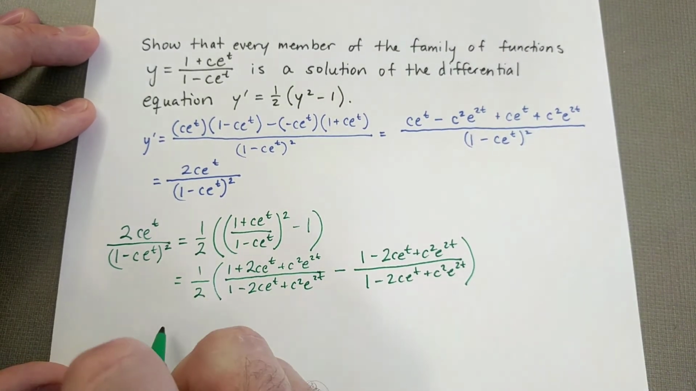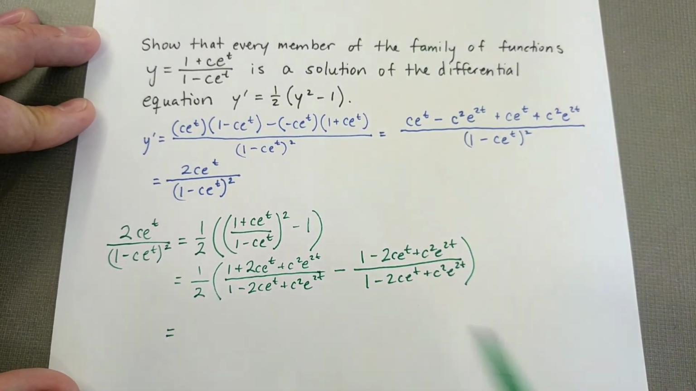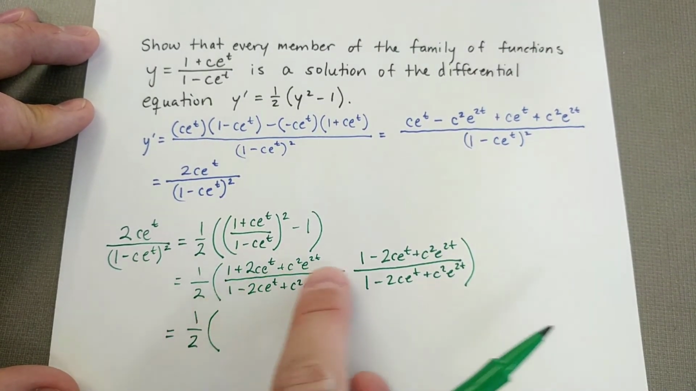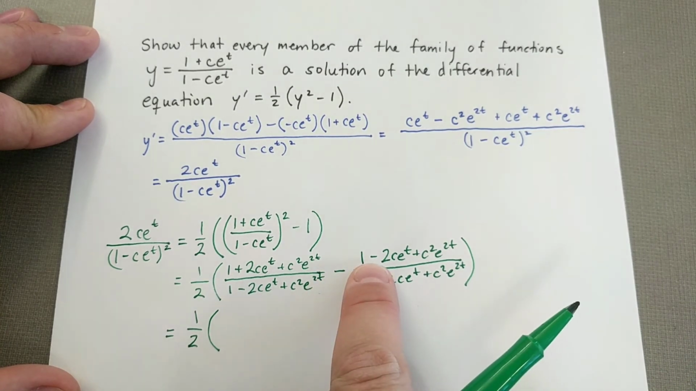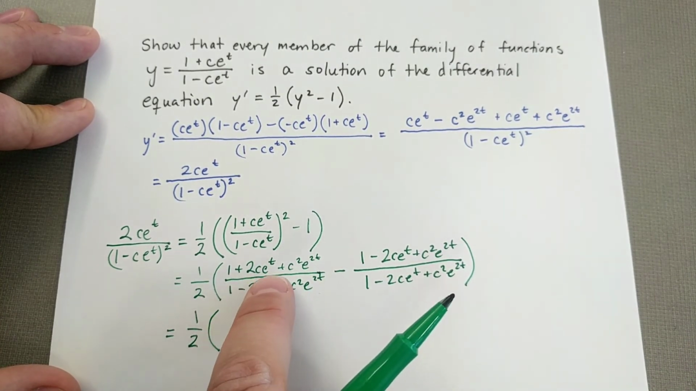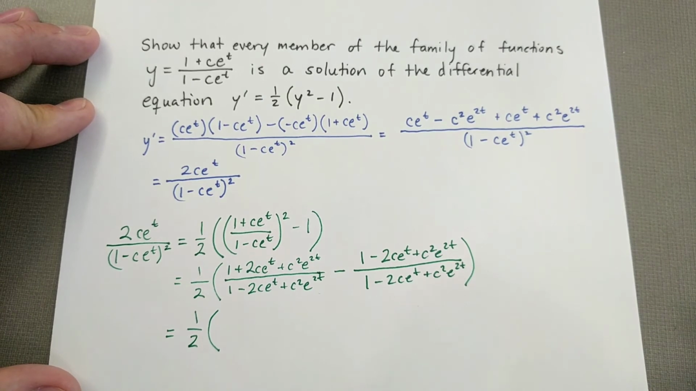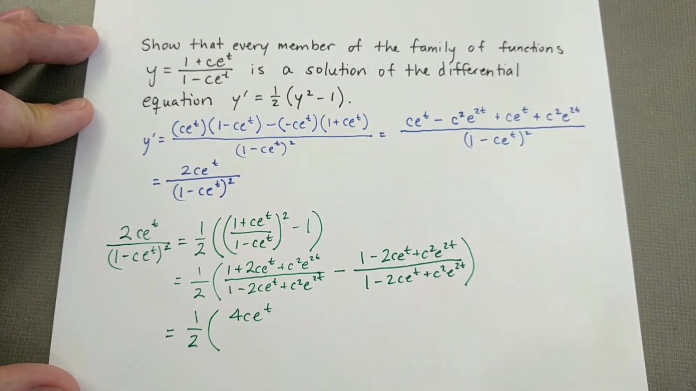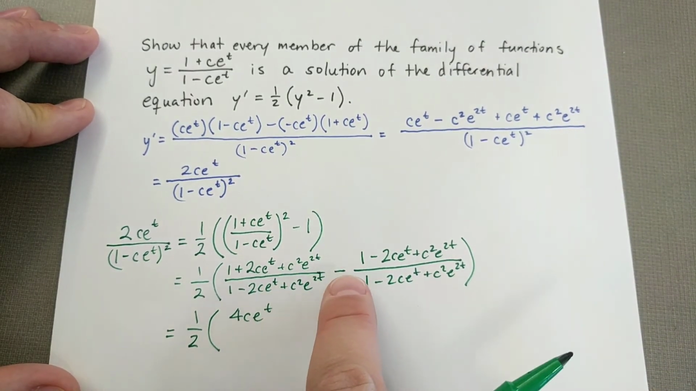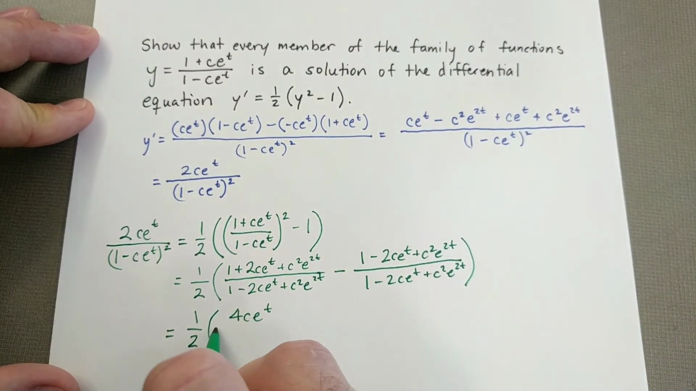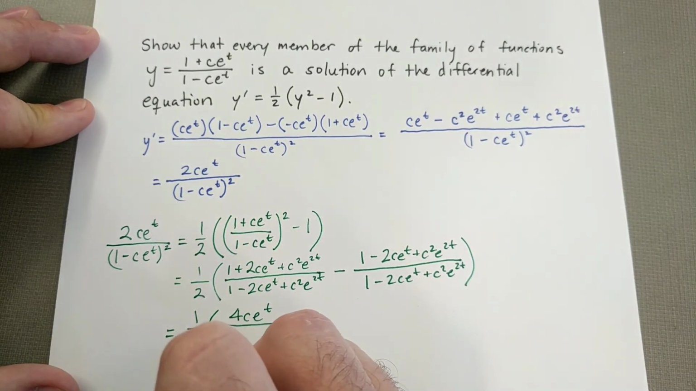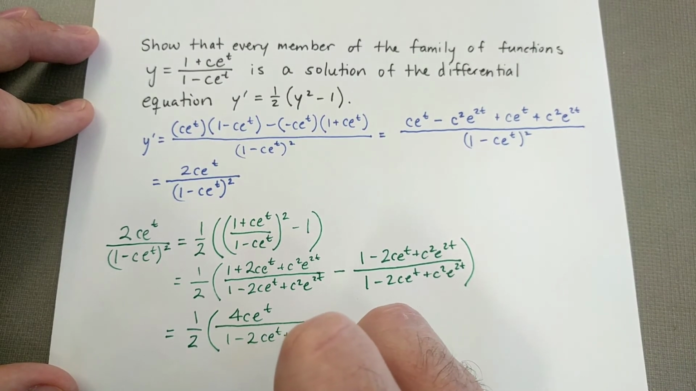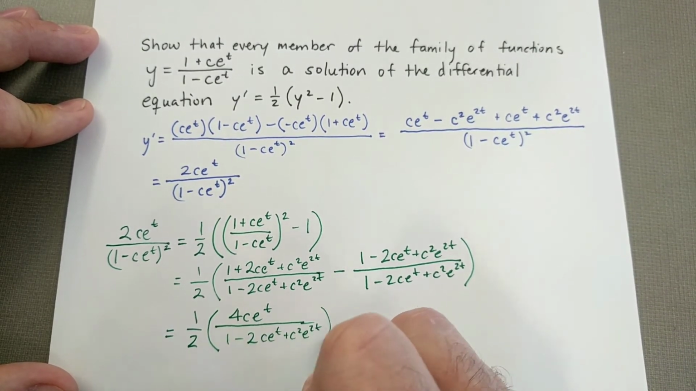Okay, so what do we get here? So 1/2 times, all right, so we're going to subtract the numerator here, 1 minus 1, bye-bye. 2ce to the t minus a negative 2ce to the t. Oh, that's going to be 4ce to the t. C squared e to the 2t minus c squared e to the 2t, oh cool, that goes to 0 as well. So leaving us with 1 minus 2ce to the t plus c squared e to the 2t.